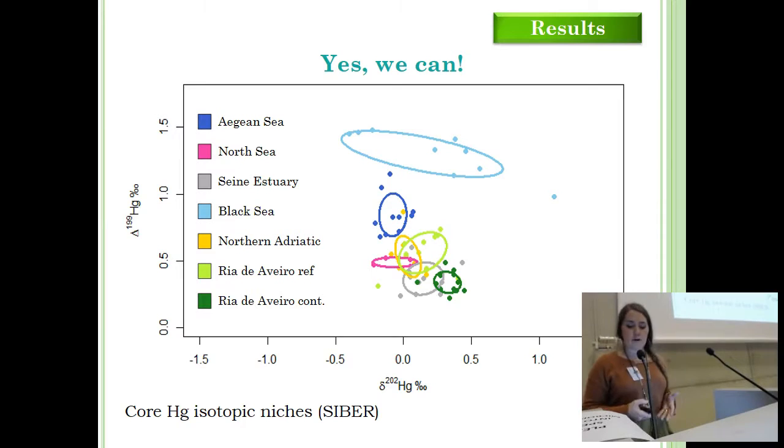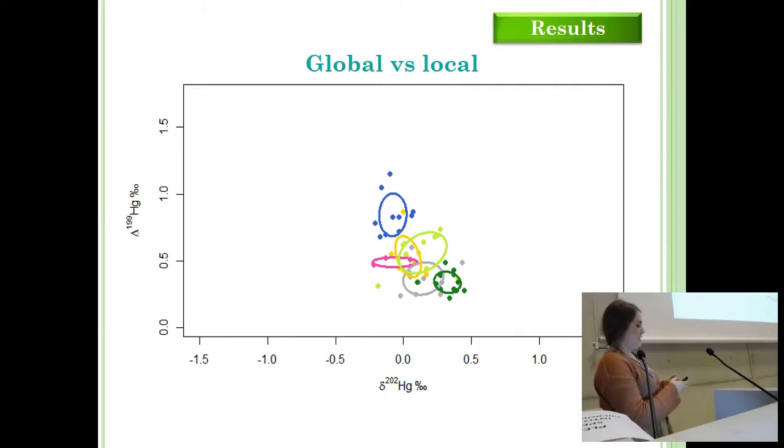Of course, we went further in the interpretation. And if we remove the Black Sea samples because they're very strange, the first thing we noticed was that the range on the x-axis is extremely narrow, especially compared to other studies that have done similar things. And we think that this might be an indication that there is a global contamination affecting all sites.